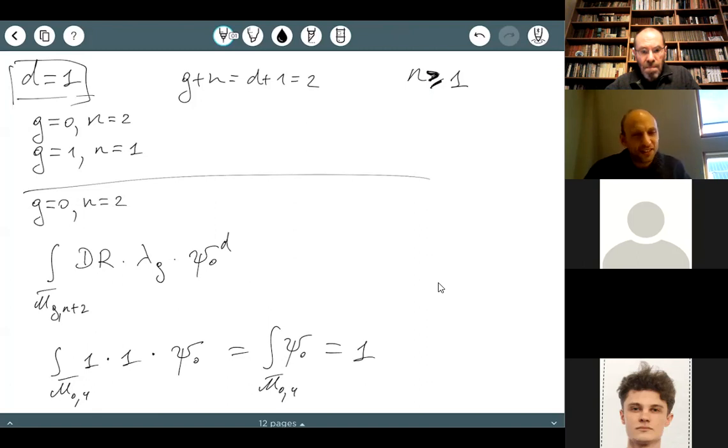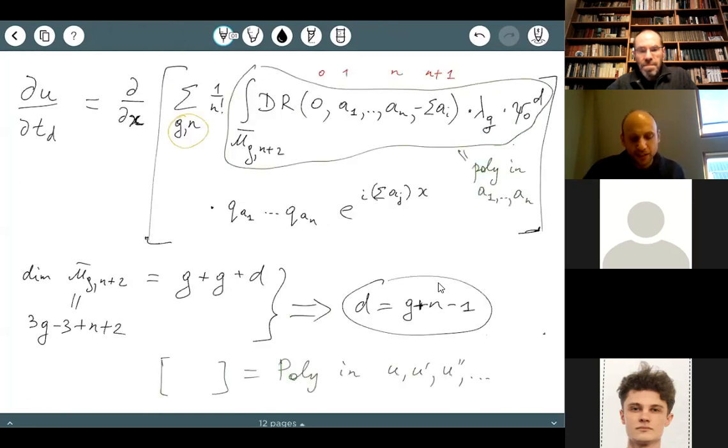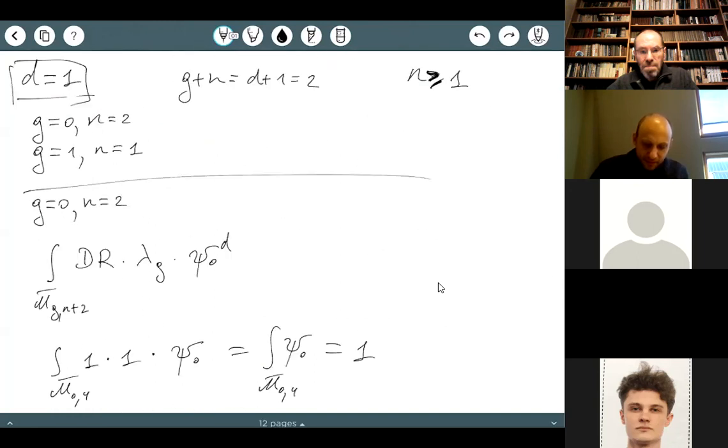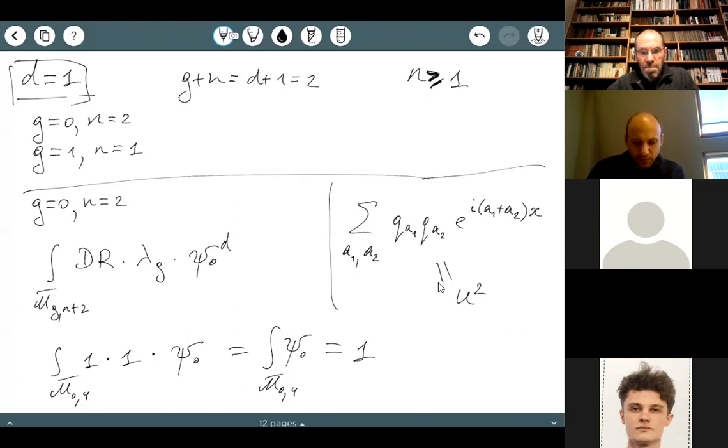If my introduction to psi classes had been a bit longer yesterday, I would have computed this. It is not very hard to compute in this case. It's just an actual line bundle over the sphere, so you can compute its first Chern class without too much pain. So if I go back to my formula, the polynomial is again equal to 1. And now n is equal to 2. So in this product, I will have q_a1 and q_a2. So I get the sum over a1, a2 of q_a1 q_a2 e to the power i(a1 plus a2)x. What is this? This is u squared. It is one of the examples I gave you. So our first term, the genus zero term, is equal to u squared.